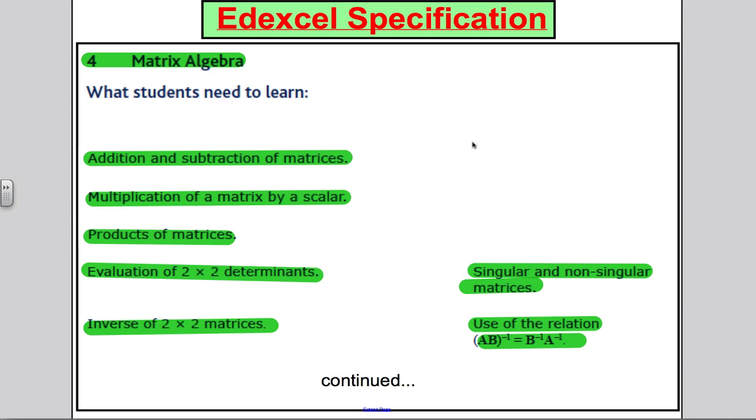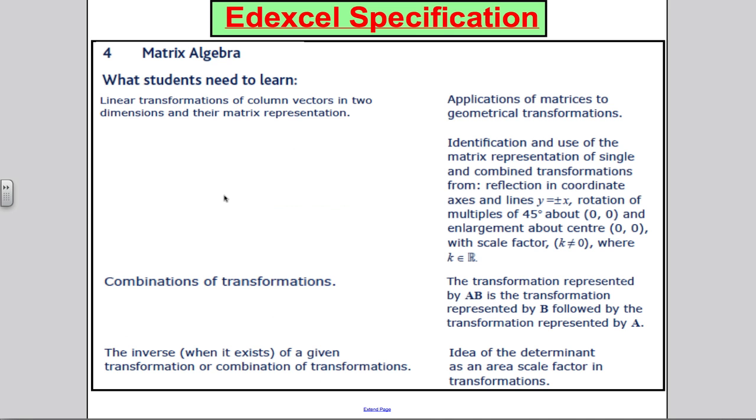Just to make clear what we've done in the Edexcel specification, we've done all the basic algebra that we can with matrices. We've added and subtracted them, multiplied by a number, we've multiplied matrices together, and in effect we've worked out how to divide by a matrix by finding the inverse of matrices and using the determinants to do that. Now we're going to move on to matrices and how they represent linear transformations.